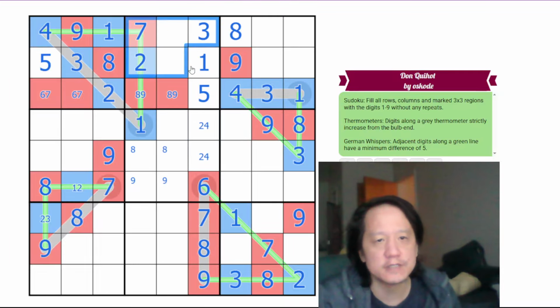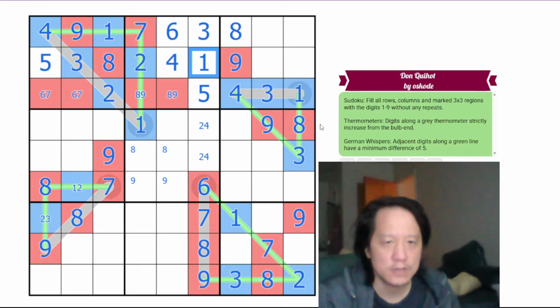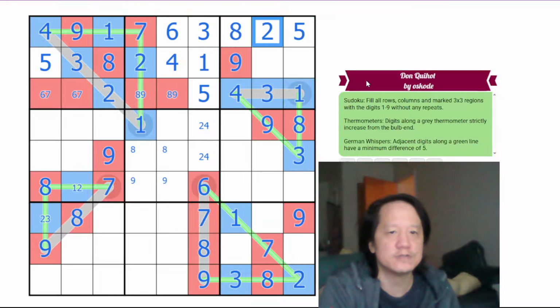Remaining digits in this upper central box are 4 and 6. This can't be 4 because of 4 in the row. So this is 6. This is 4. Remaining digits in row 1 are 2 and 5. This can't be 2 because of 2 in the column. So this is 5. This is 2.